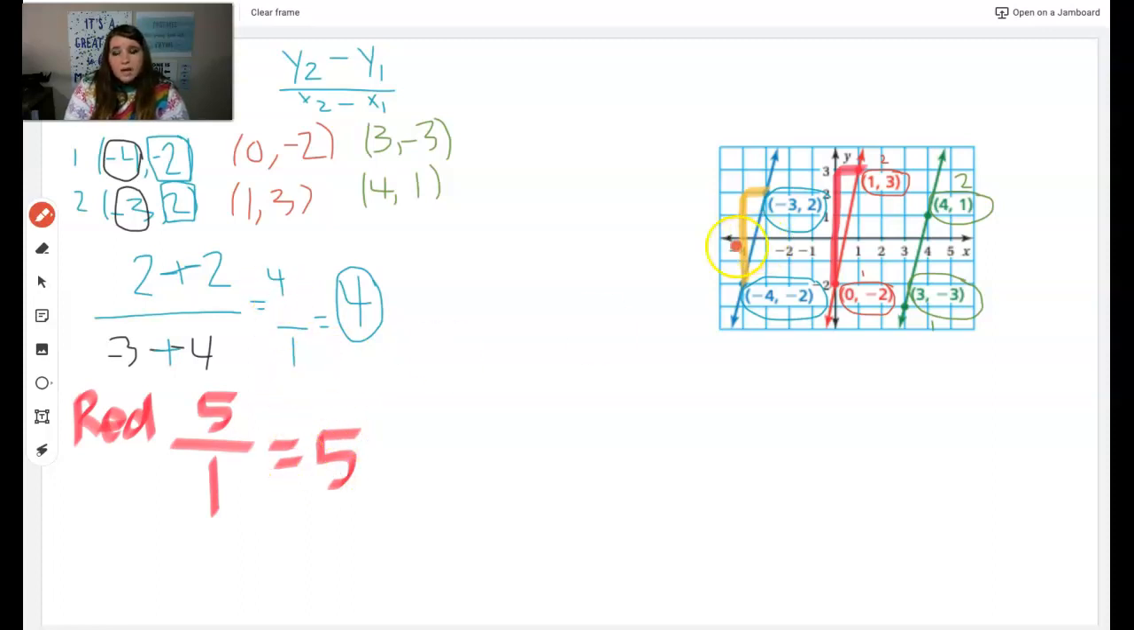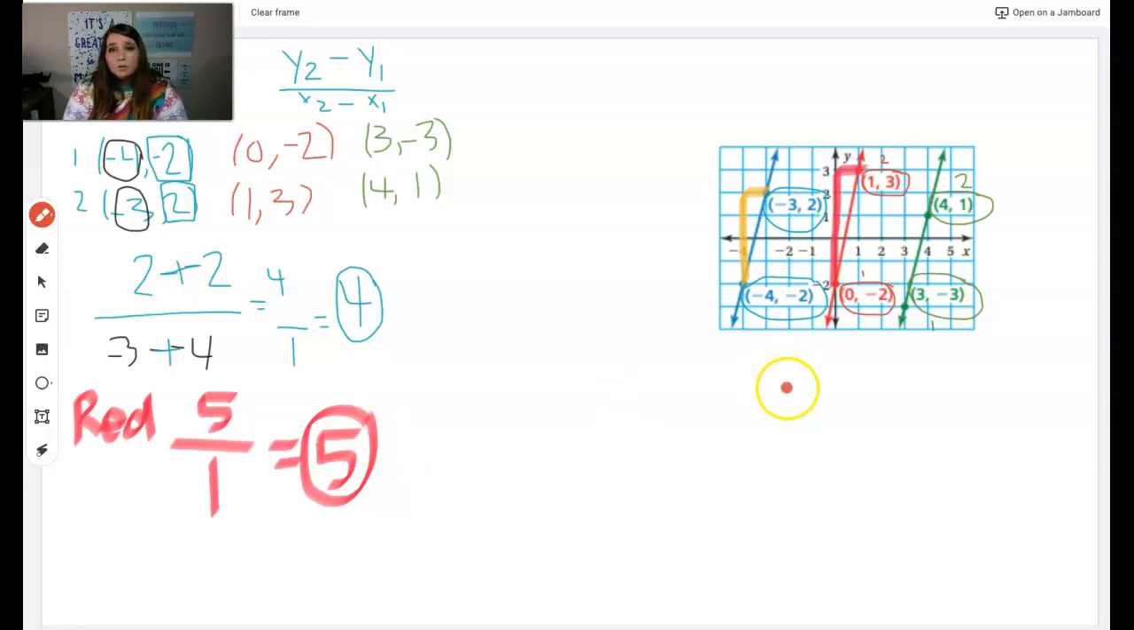So those two lines right here, the red and the blue, those are not parallel because the slope of the blue is 4 and the slope of the red is 5. So these two lines, not parallel. If they were parallel, they would have the exact same slope.